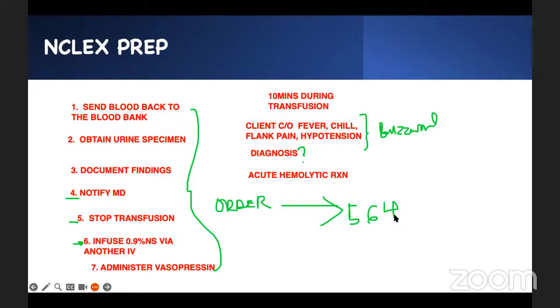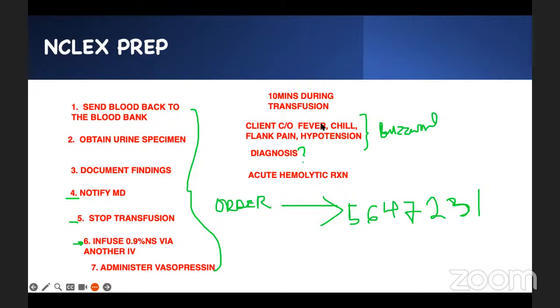Then after you let the doctor know, they probably will give you vasopressin, right? You probably will obtain a urine specimen to confirm the problem. You document the finding, and then you send the blood back. So this is the order. This is the way you go. 5, 6, 4, 7, 2, 3, 1.